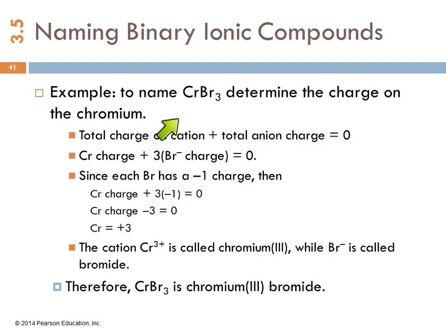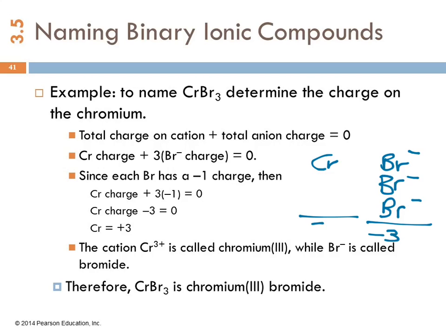Well, the total cation charge and the total anion charge have to add up to 0. So I'm going to do it on the side here. We've got chromium and we've got bromine. What is the charge on the bromine ion? -1. And we've got 3 of those, because of the little 3 there. So we've got -3 charge over here. That means that we must have +3 charge over there. And we look at the formula, there's only 1 chromium ion, so it gets the whole charge.